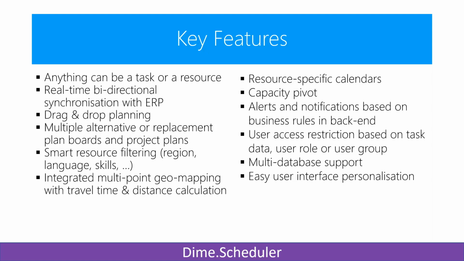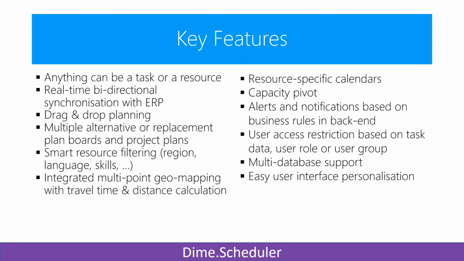Now, when we look at the key features of Dime.Scheduler, the one that isn't featuring here on the screen would be flexibility. Again, we're ERP agnostic, but we're also industry agnostic. We can basically be used anywhere. Anything can be a task. That can be a service order, such as a repair or a maintenance or a critical breakdown that needs attention. It can be a production order. It can be an assembly. It can be a one-line job, or it could be a job with multiple lines or even an entire project.